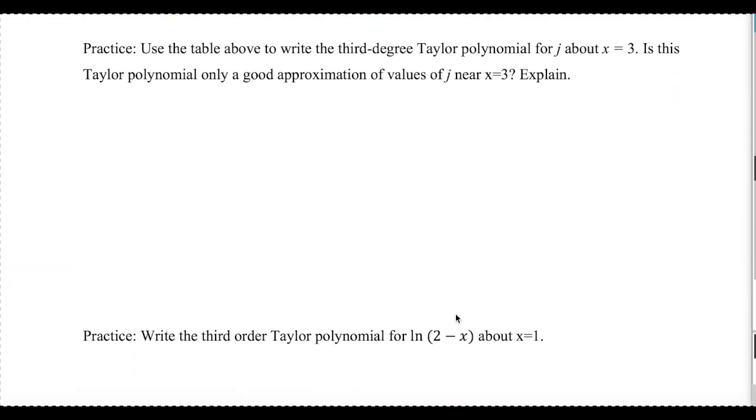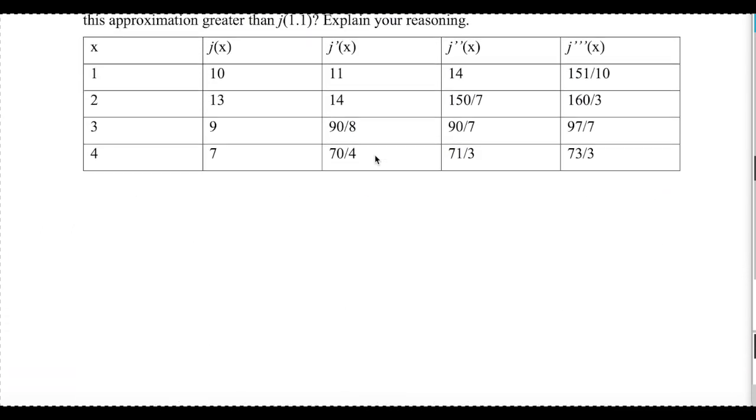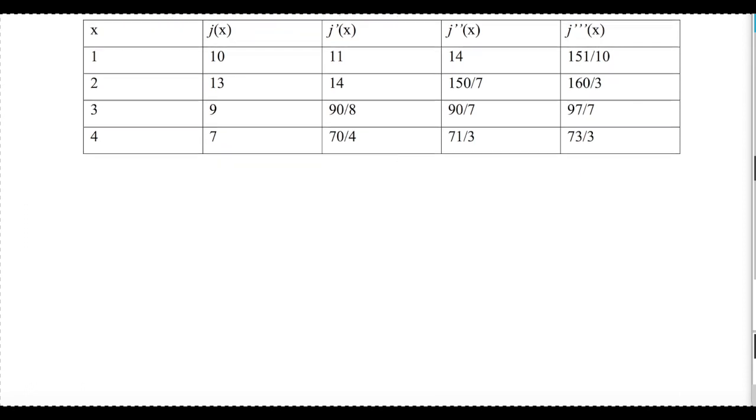Use the table above to write the third degree Taylor polynomial for j about x equals 3. Is this Taylor polynomial only a good approximation for the values of j near x equals 3? Okay, I'm going to move up to the table. Third degree Taylor polynomial at x equals 3. Let's take a look.